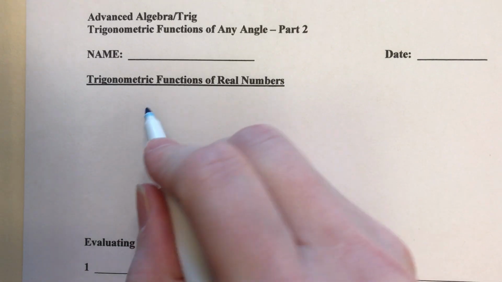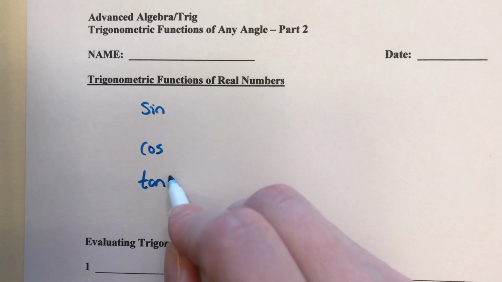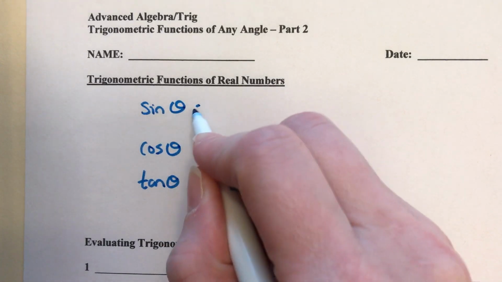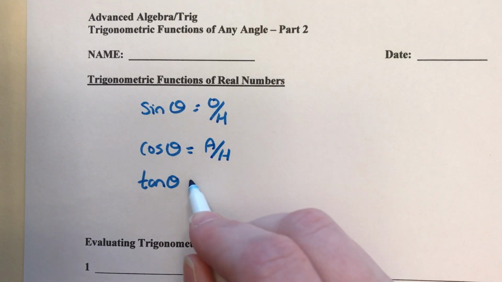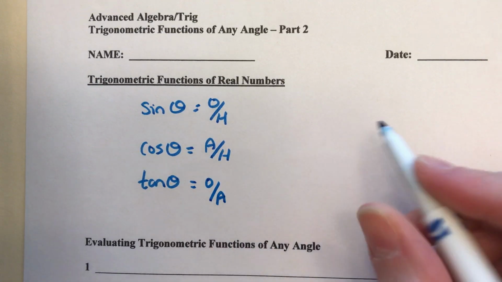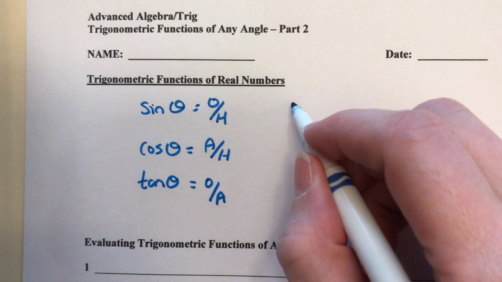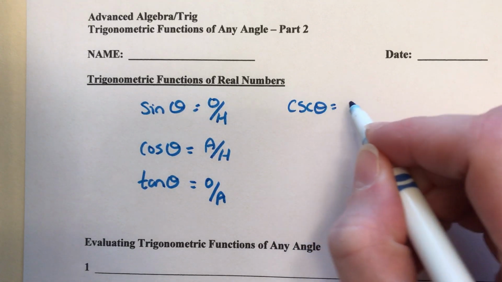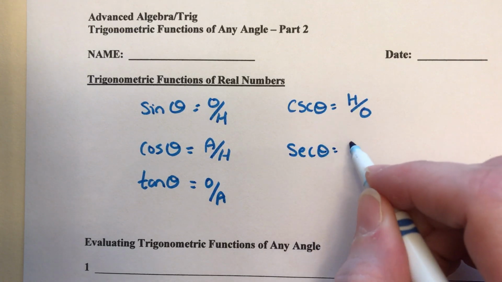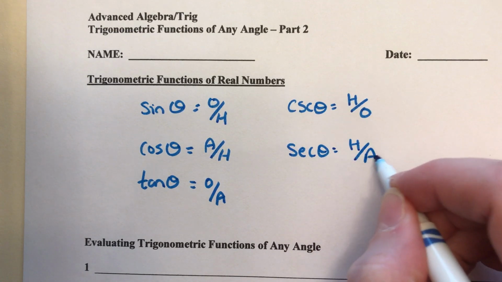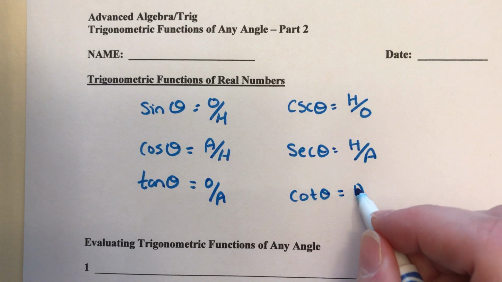Remember we have sine, cosine, and tangent. Sine is opposite over hypotenuse. Cosine is adjacent over hypotenuse. Tangent is opposite over adjacent. And then we have the reciprocal functions. So cosecant is the reciprocal of sine. Secant is the reciprocal of cosine. And cotangent is the reciprocal of tangent.